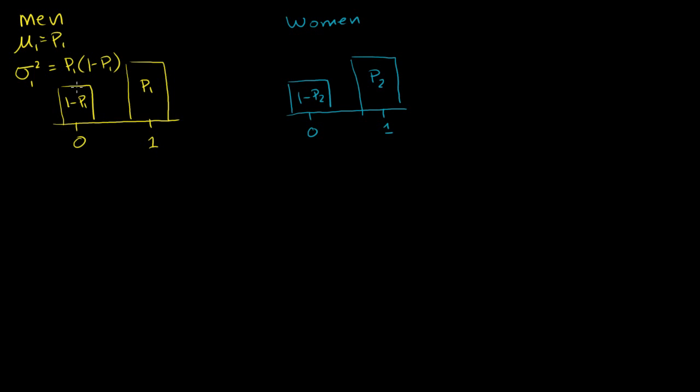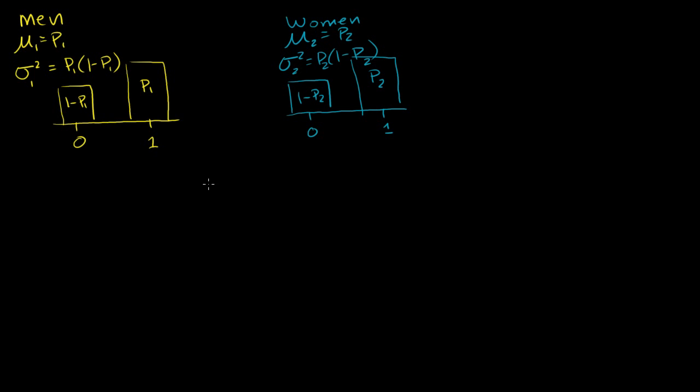And we saw this many, many videos ago when we learned about Bernoulli distributions. And we're going to see the exact same thing with the women. The mean of this Bernoulli distribution is going to be P2. And then the variance of this Bernoulli distribution is going to be these two proportions multiplied. So P2 times 1 minus P2.